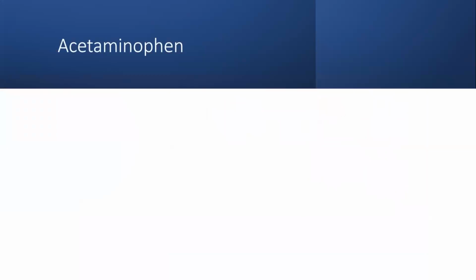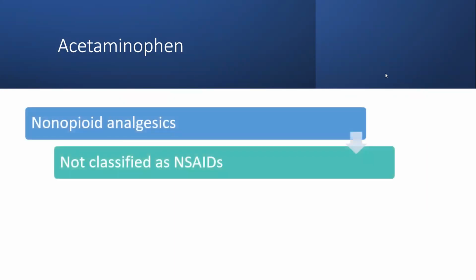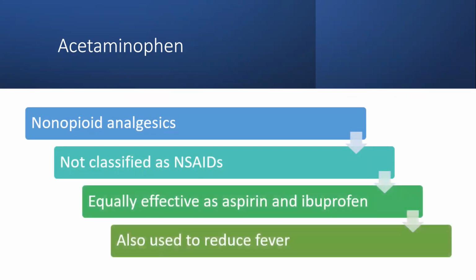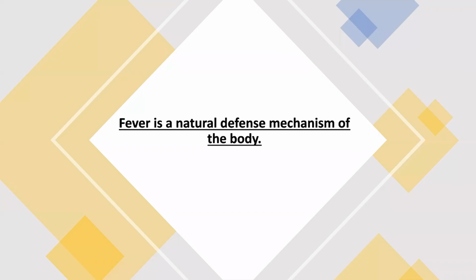Now, the drug we know about is acetaminophen, which is a very common analgesic. It is a non-opioid analgesic. It is not classified as a particular NSAID, but it is equally effective as aspirin and ibuprofen. It is also used to reduce fever, and is also called Tylenol. Then we have some centrally acting drugs like tramadol, also called Ultram. It has weak opioid activity, and is not thought to relieve the pain by this mechanism.